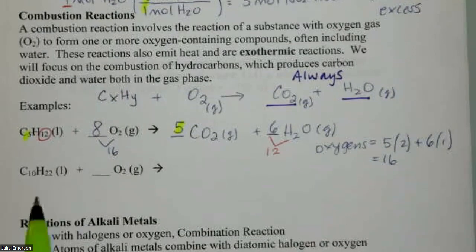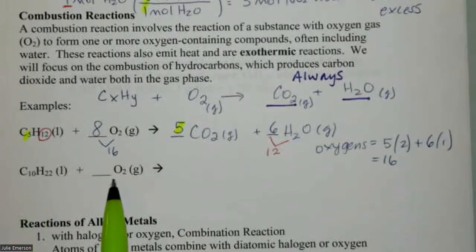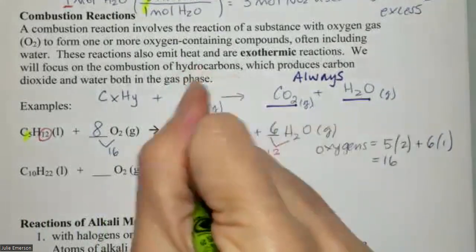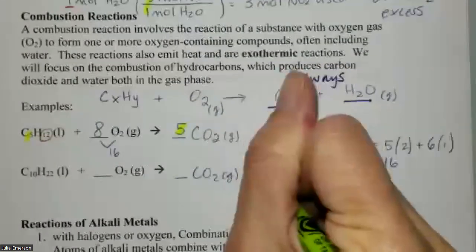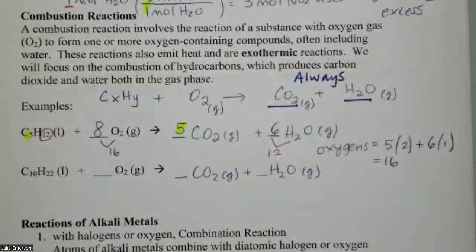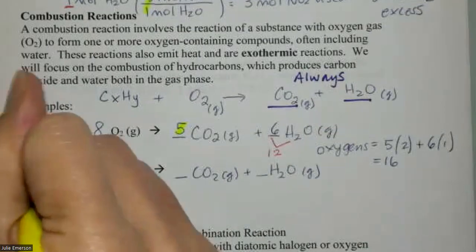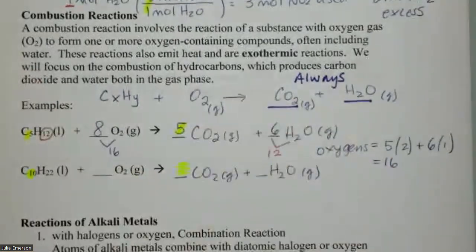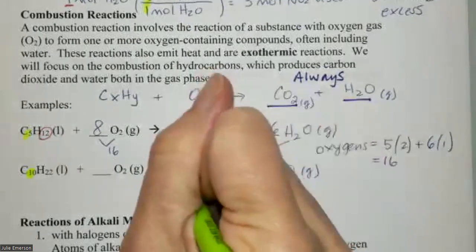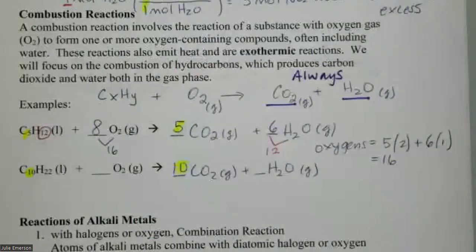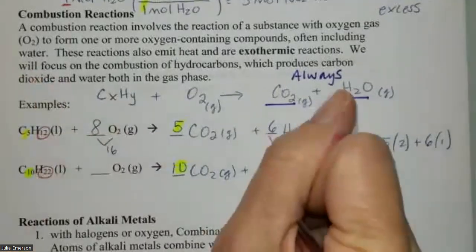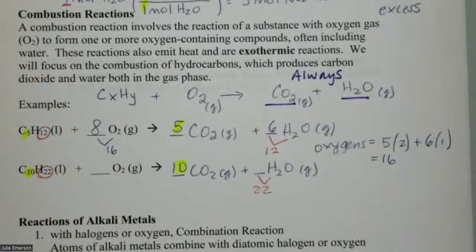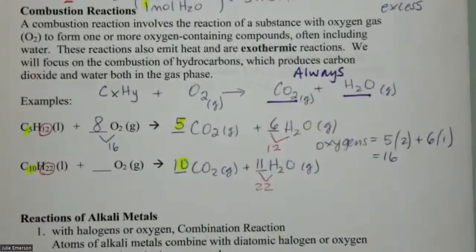Next one, we've got C10H22, decane, reacting with O2. Same 2 products. We're going to put CO2, gas phase, and H2O, gas phase. Again, whatever that subscript is on the carbon in the hydrocarbon goes right in front of CO2. So 10 carbons means we put a 10 in front of CO2. For the hydrogen, we've got 22 in the hydrocarbon. So that means we're going to put an 11 in front of the water because 11 times 2 is 22.